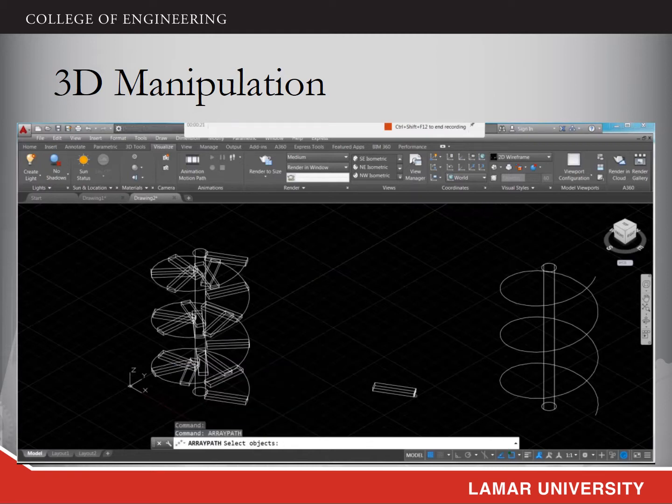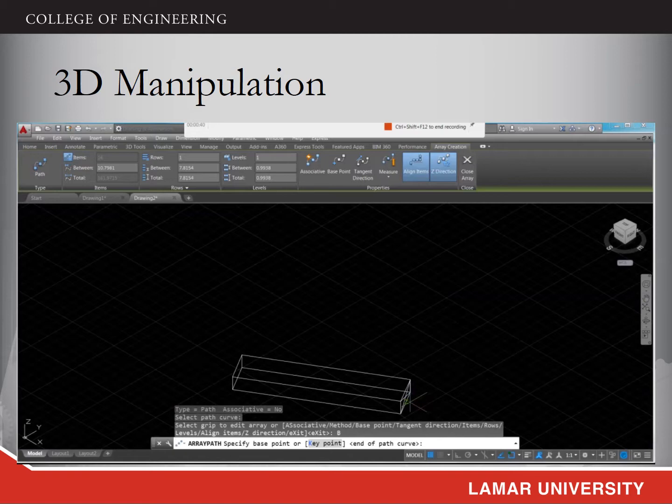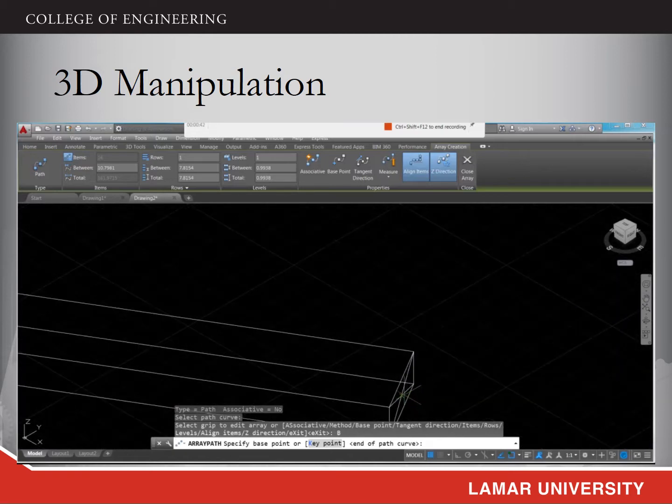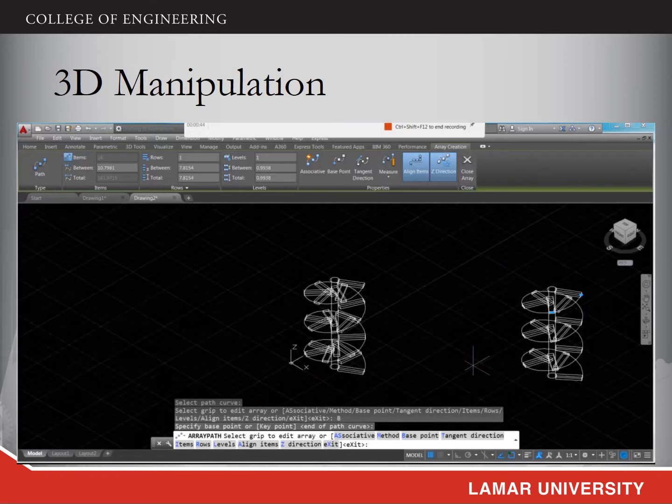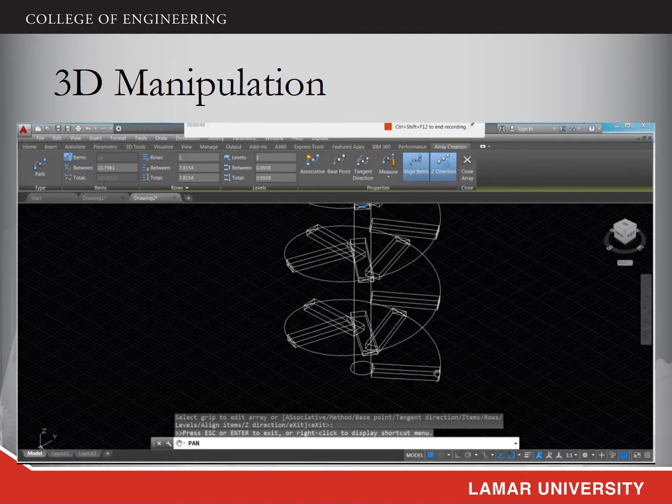Now the source object will be the box here. It will be used as the style in this figure. Choose this box. And then you have to select the path. We are using this curve as the path. And next step, you have to define the base point. So you need to identify the center of this plane as the base point. Now you can see that all these styles are associated with the curve.